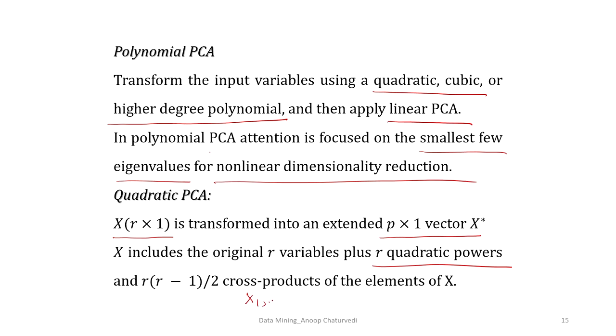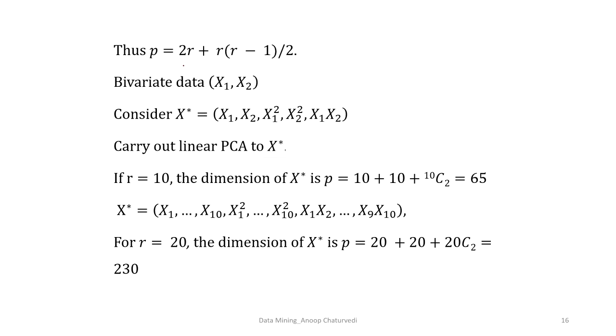So, you have x1 up to xr, then you take x1 square, xr square, then you take the cross product terms x1 x2, x1 x3, and so on, x r minus 1 xr. So, this is how you get x star. So, x star is a p cross 1 extended vector. So, here p is equal to 2r plus r into r minus 1 upon 2. So, for example, if you have bivariate data, then x star is equal to x1, x2, x1 square, x2 square, x1 into x2. Then we carry out linear PCA on x star.